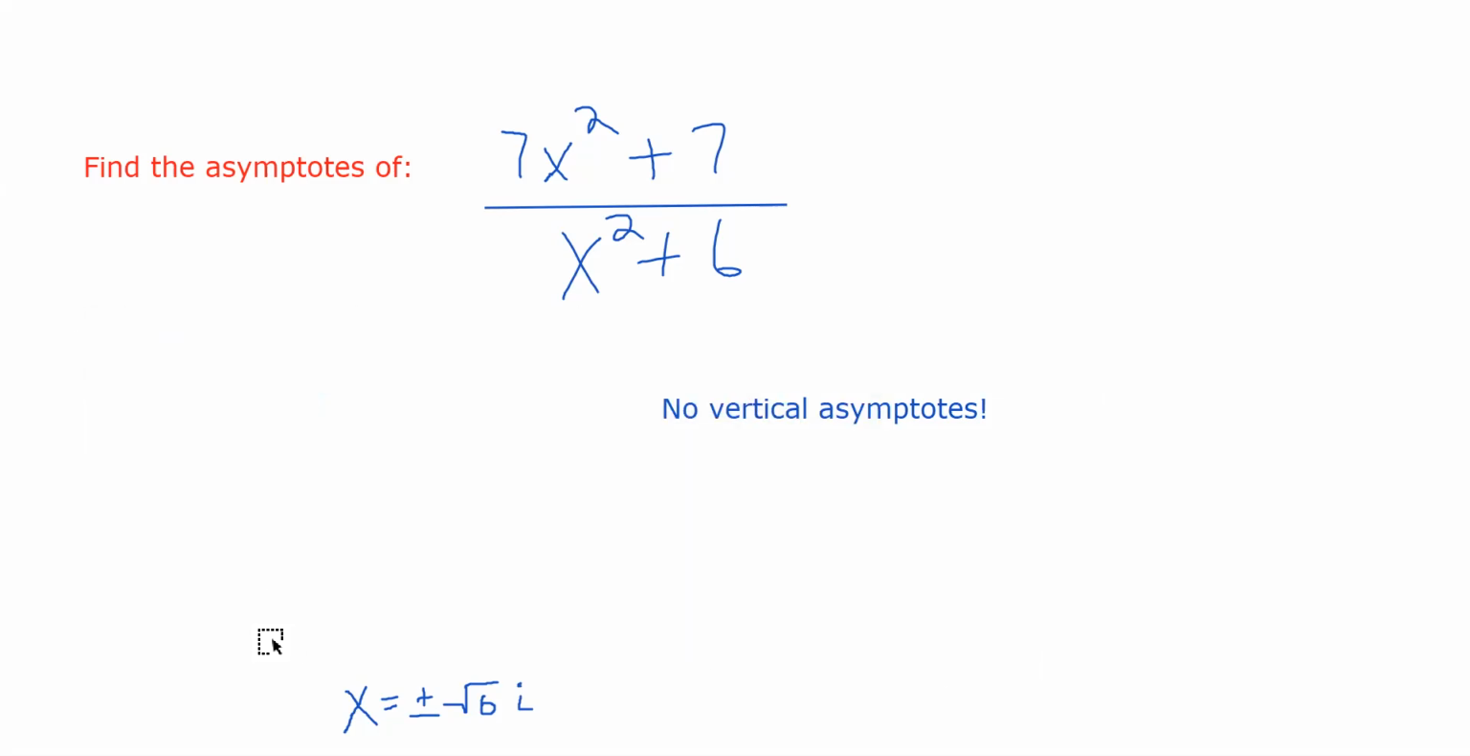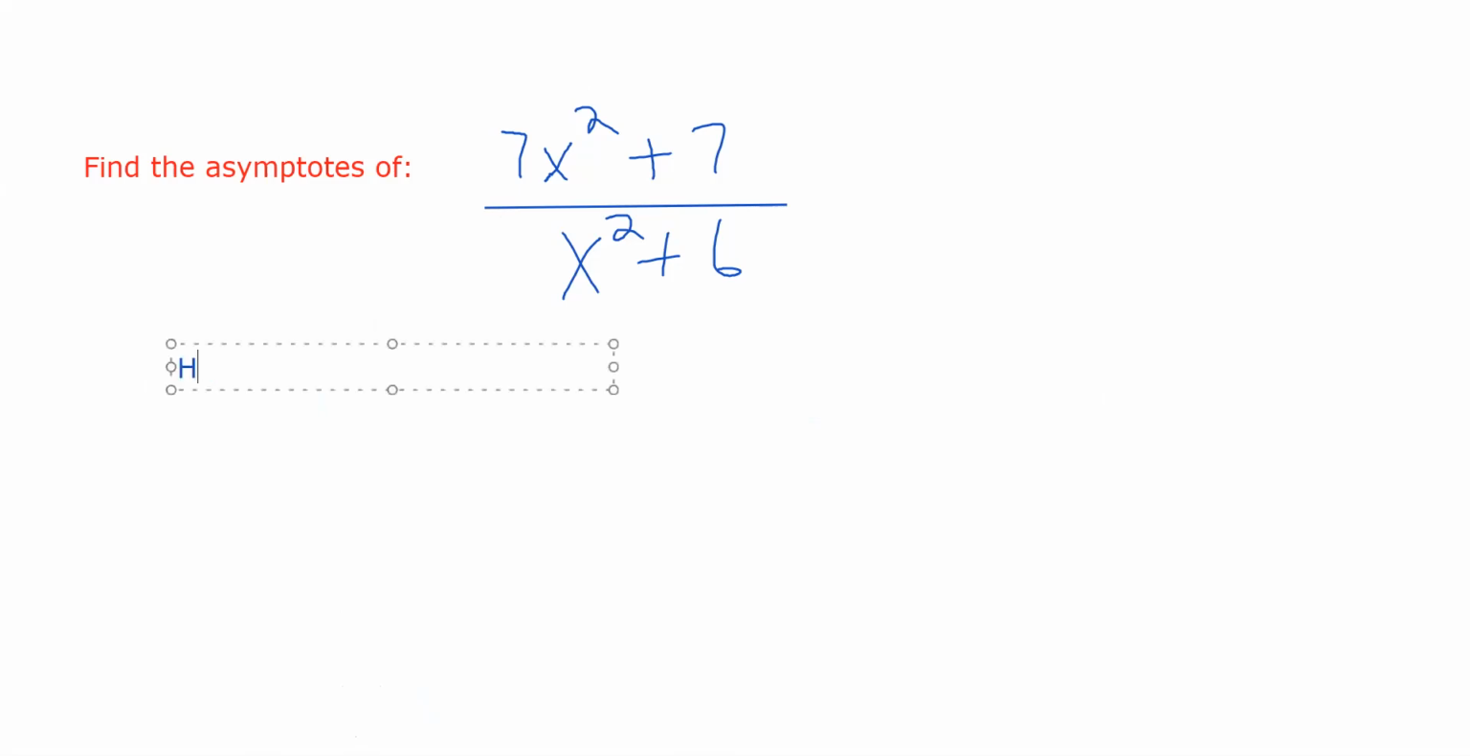Okay, that's convenient. Horizontal asymptotes. I don't want it blue, I want it green. There we go. Horizontal asymptotes.